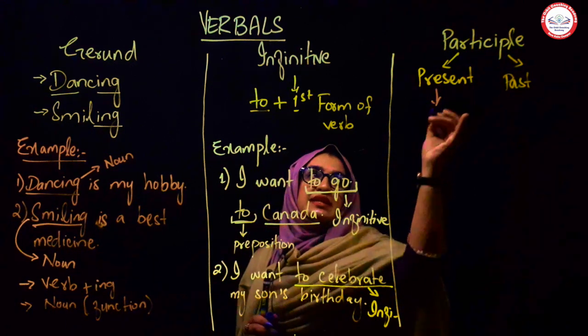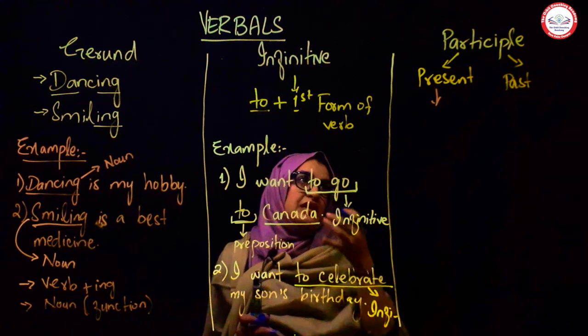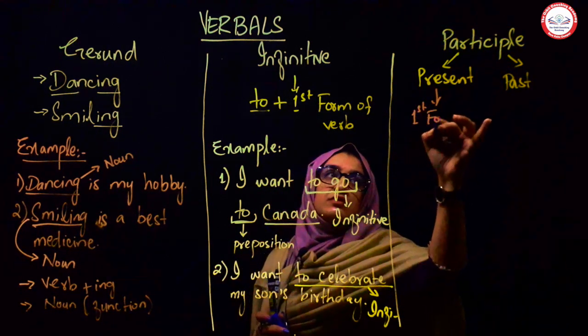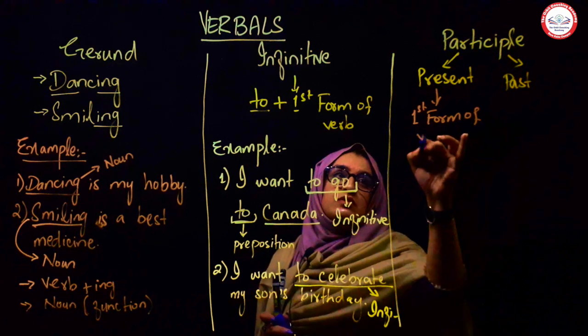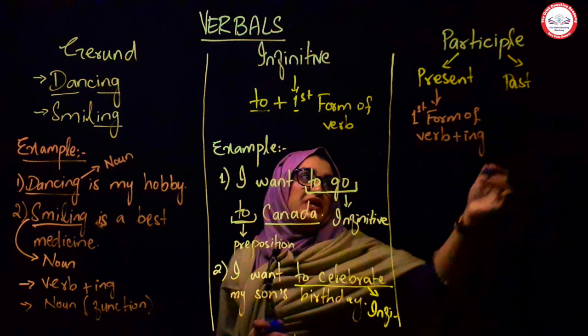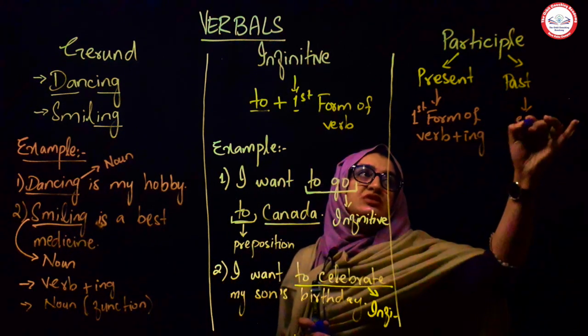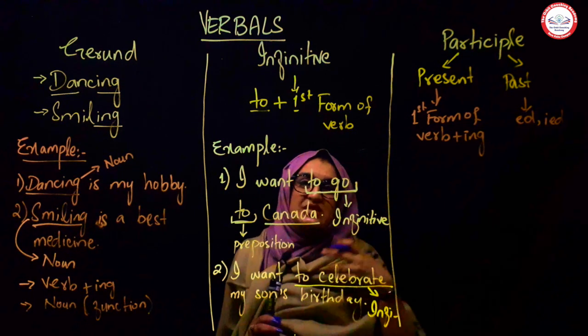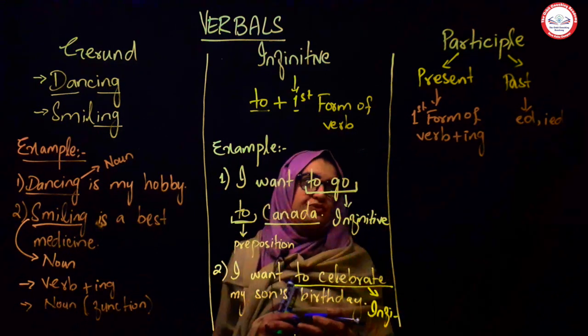First, as I was supposed to tell you, how do we make it. We use the first form of verb plus ing, while a past participle is made whenever we use ed or ied, the second form of verb, or maybe the third form of verb.